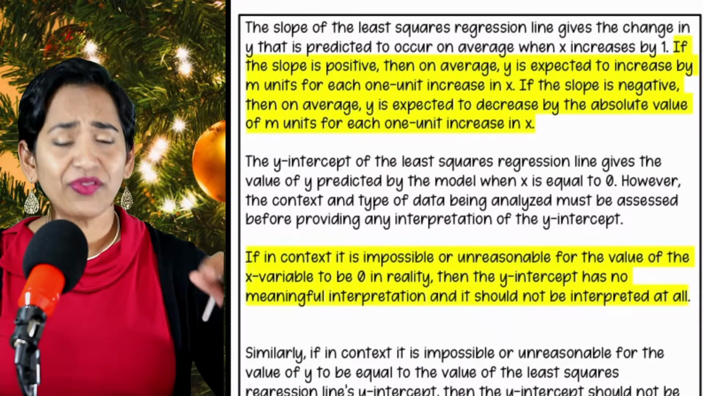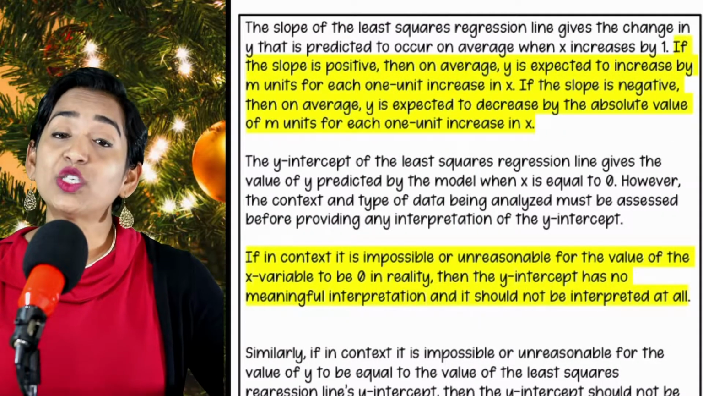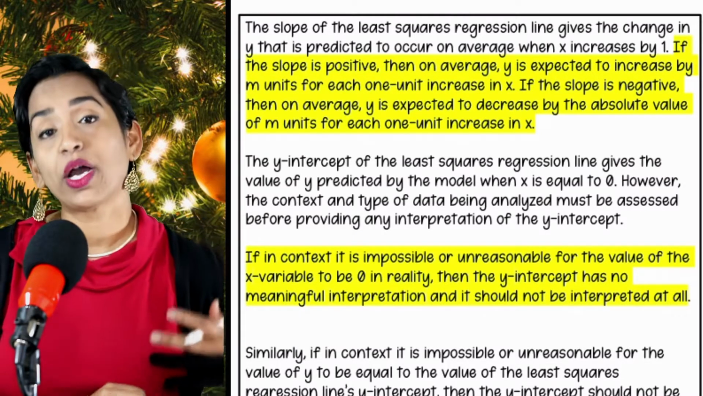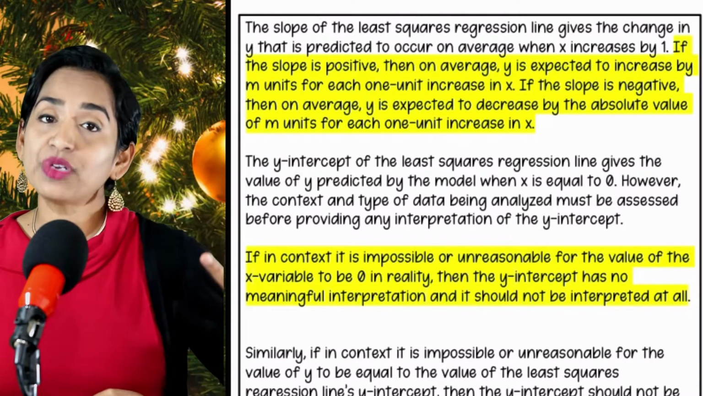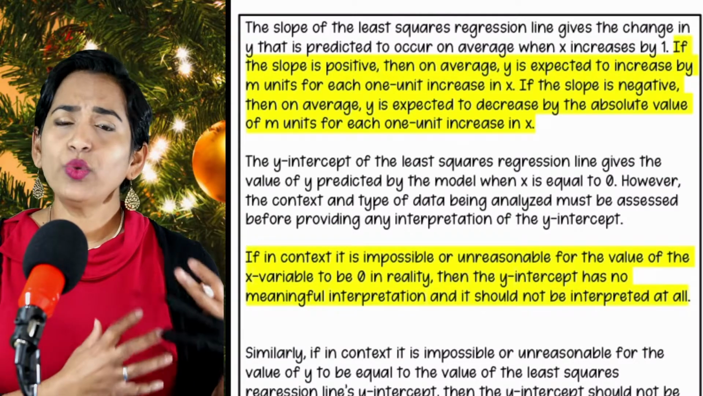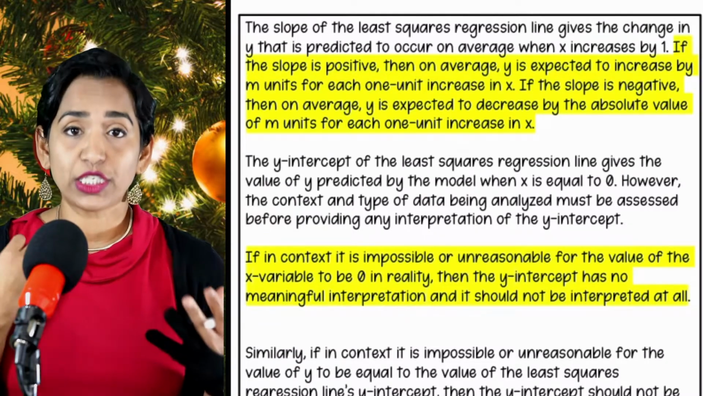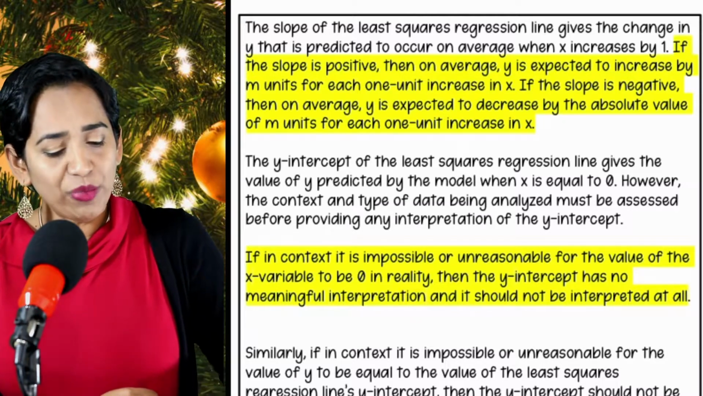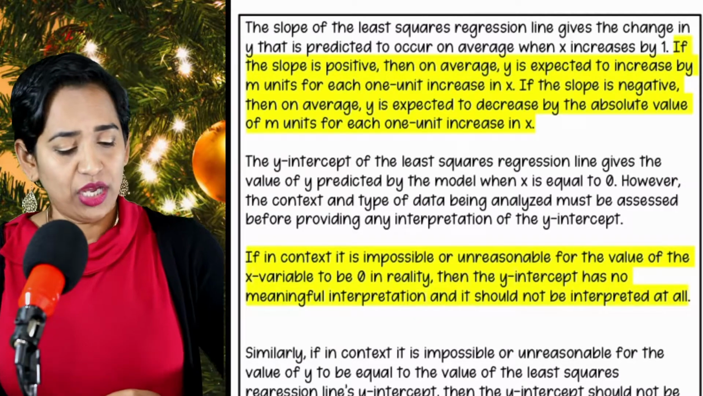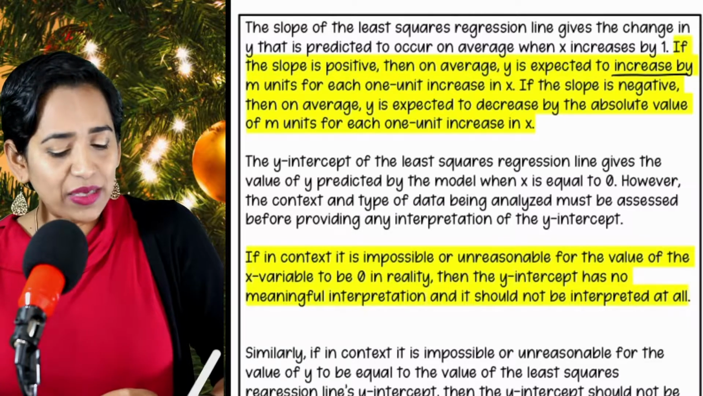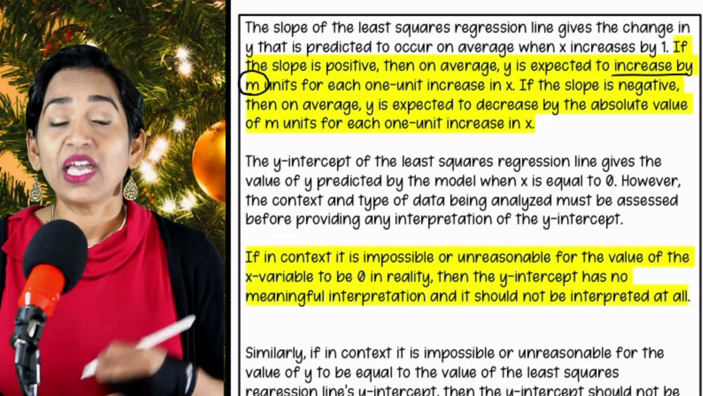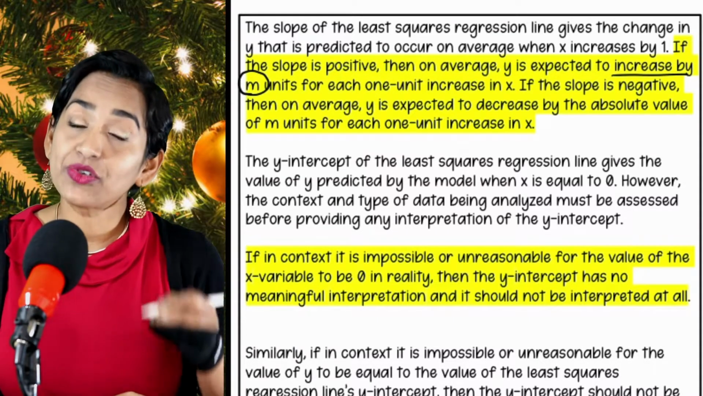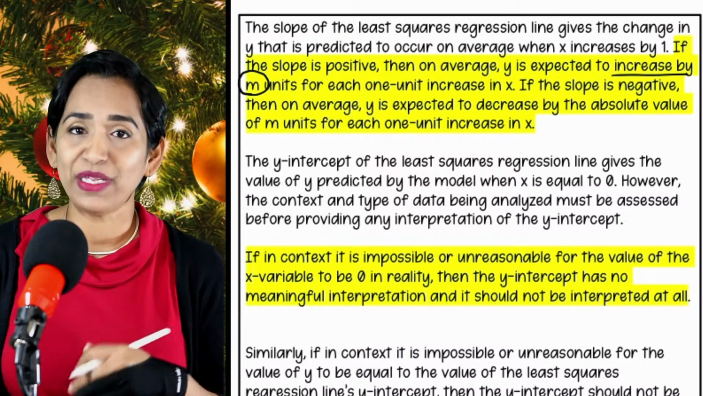Now, what does that mean, if the line is going up and the line is going down, slope is positive and negative? Like we discussed before, positive slope, x increases, y increases. Negative slope, x increases, y decreases. But how do we interpret this in terms of the slope? If the slope is positive, then on average, y is expected to increase by m units. If the slope is negative, on average, y is expected to decrease by m units. That's what it means by the slope.